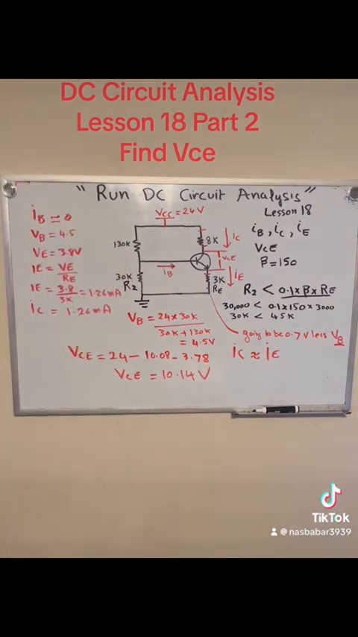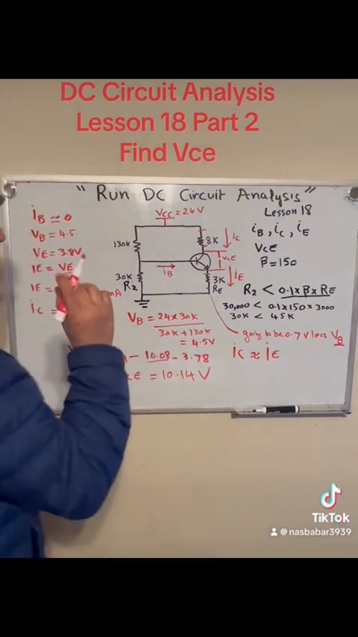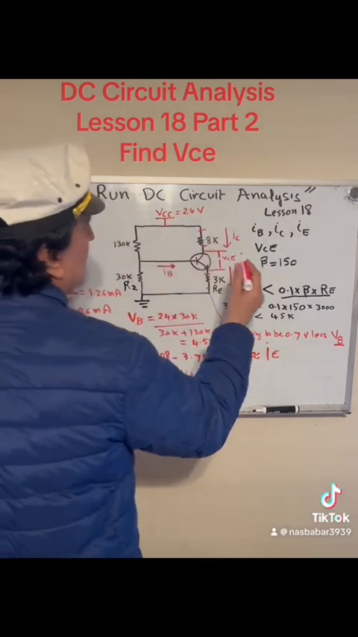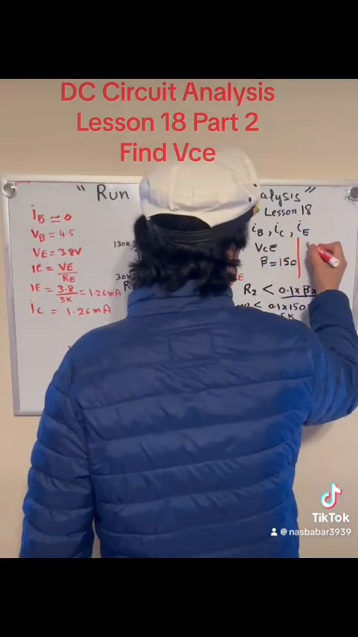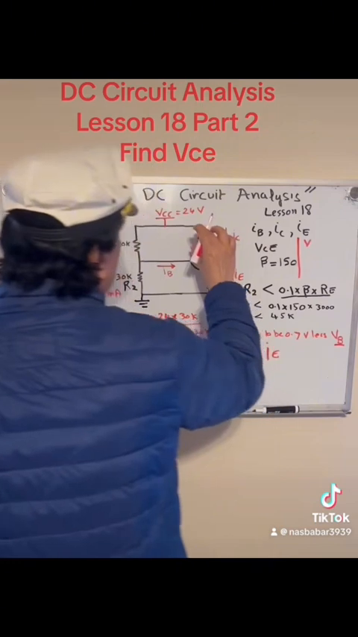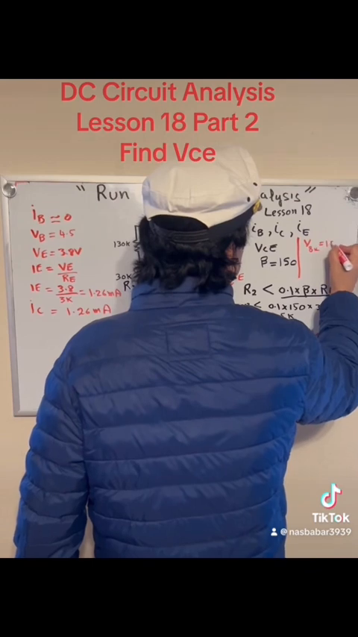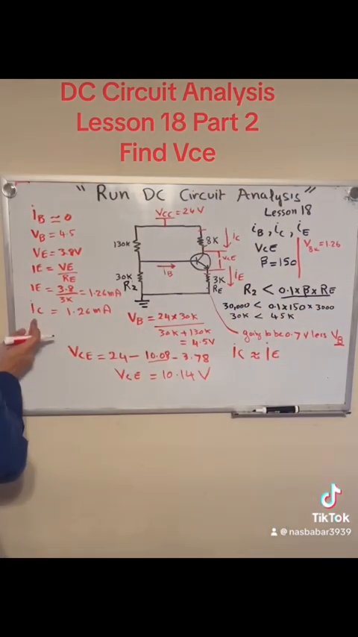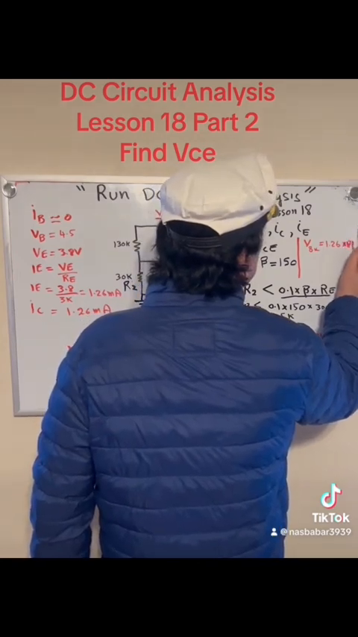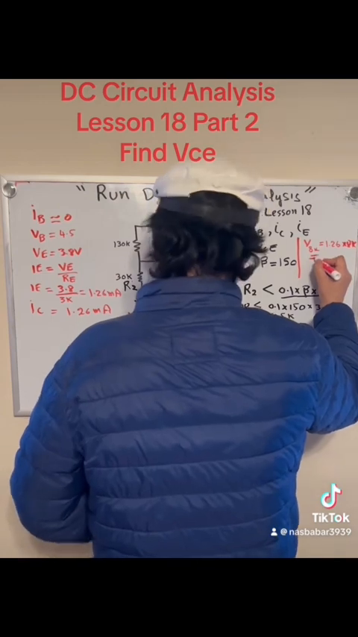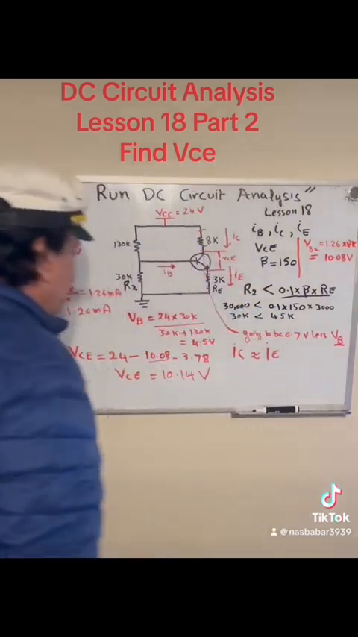So how's that? If you have any doubt about how I got this 10.08 volts, you can do V equals IR. V equals IR. So the V across the 8K resistor is going to be 1.26 milliamps, which I calculated as I sub C right here, times 8K. If you calculate that, you will get 10.08 volts. So that is it, my friends.